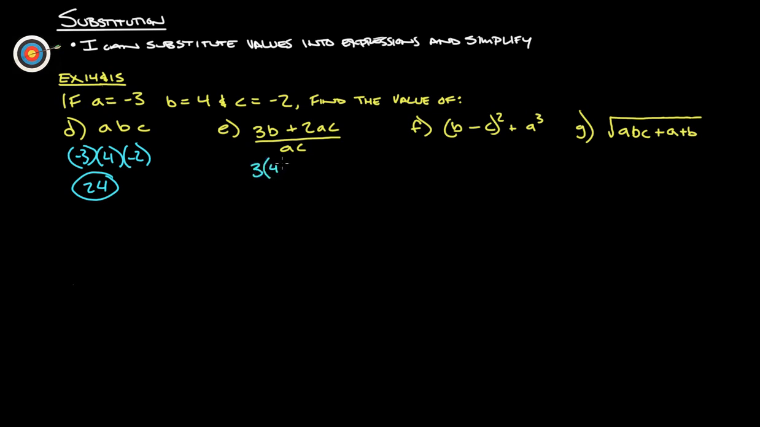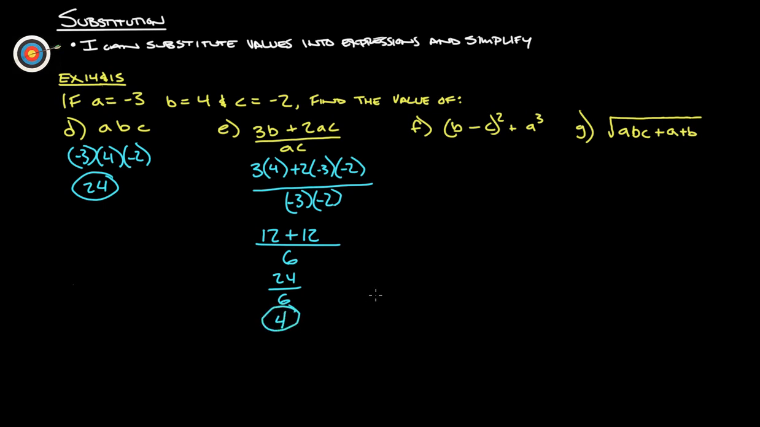3 times B is 4, plus 2 times A is -3, C is -2, all over A, not A, but the value of A, which is -3, times C, which is -2. Okay? So this one here, 3 times 4 is 12, plus 2 times -3 is -6. -6 times -2 is positive 12. And then -3 times -2 is positive 6. So that's 24 over 6, which just leaves us with 4.